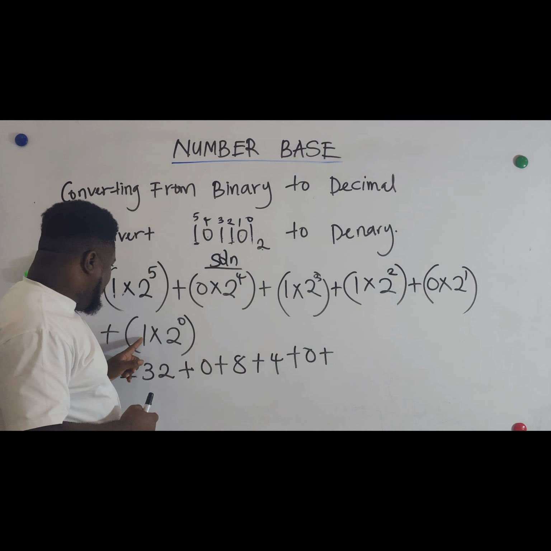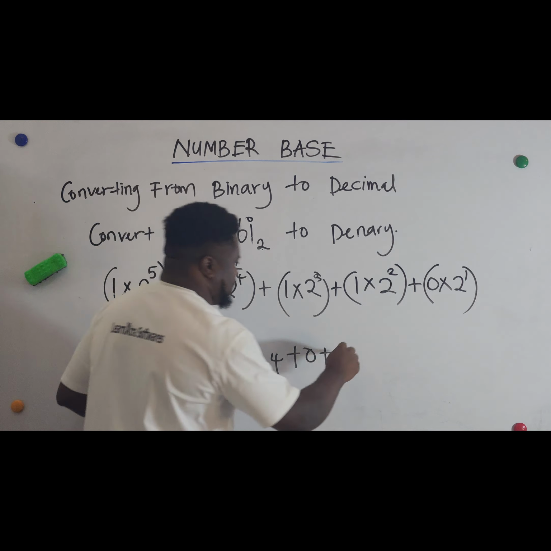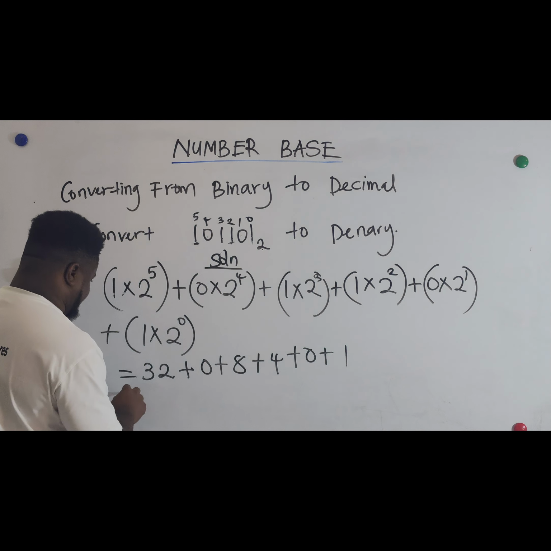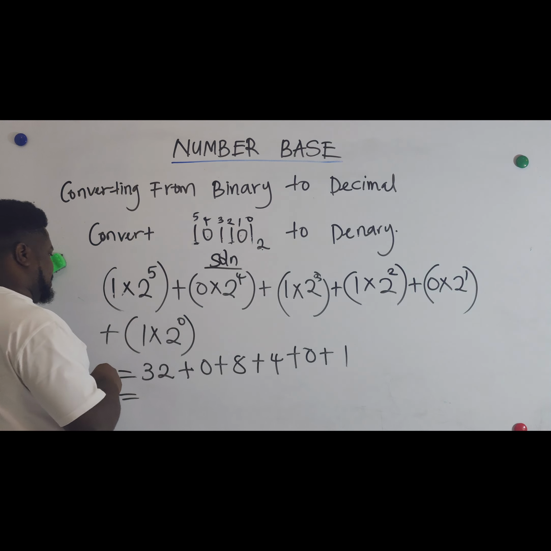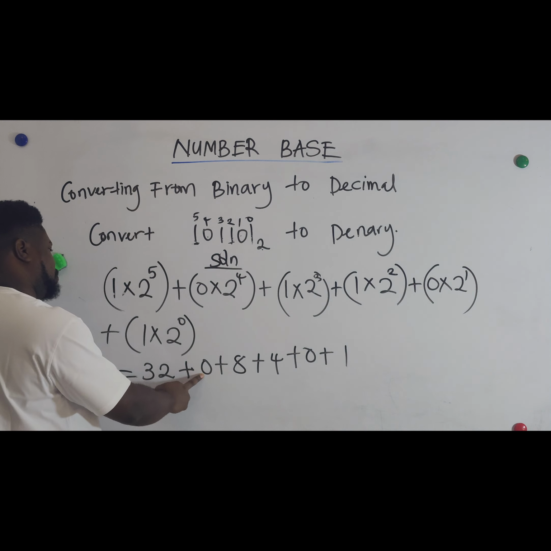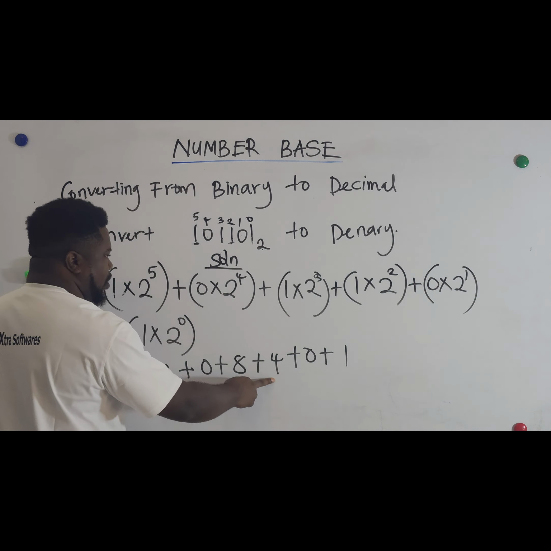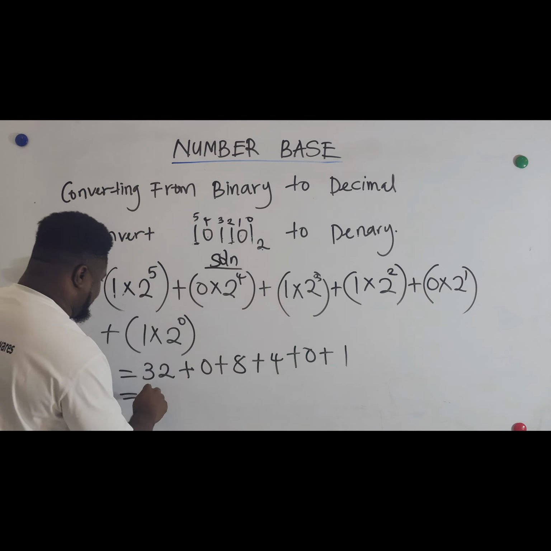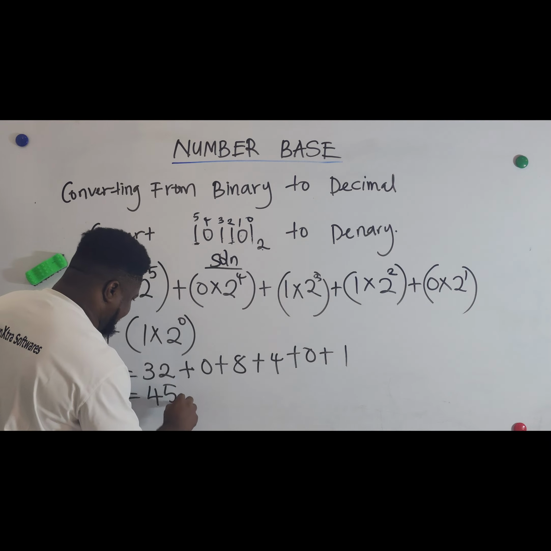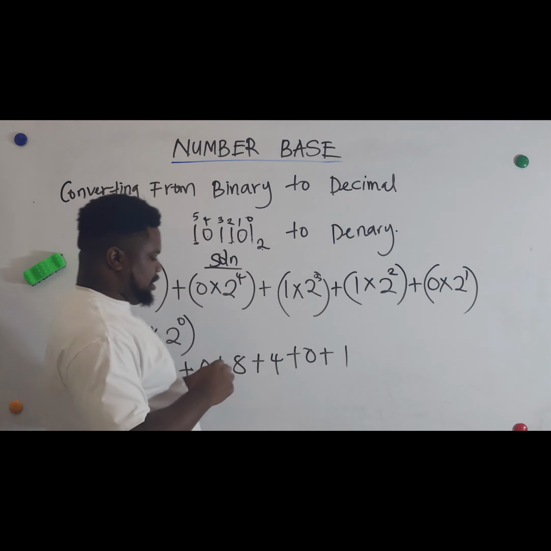So I have here 1 times 1. That's 1. So add all these things. 32 plus 0, 32 plus 8, 40, 44, 45. That will be 45 in base 10. That's it.